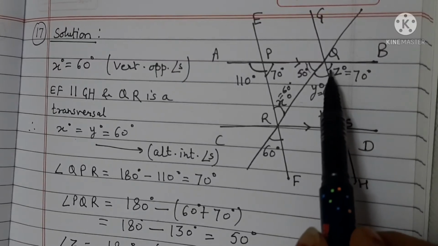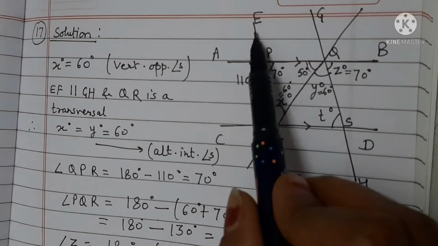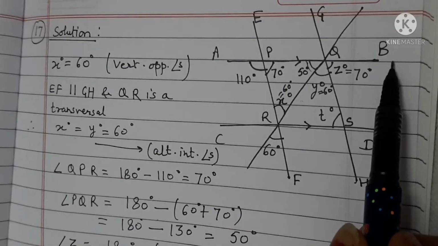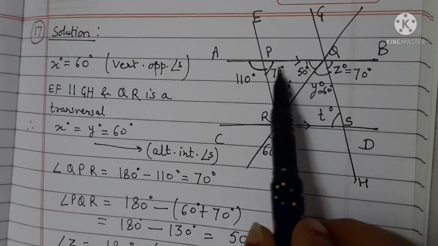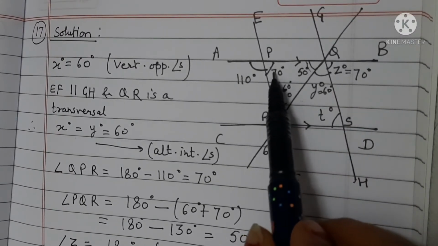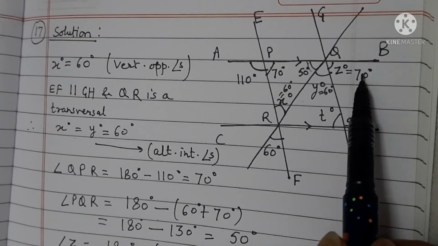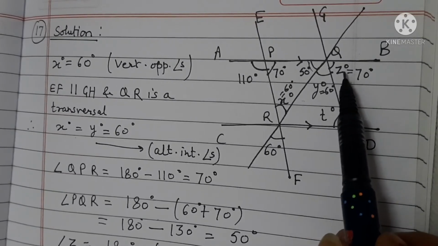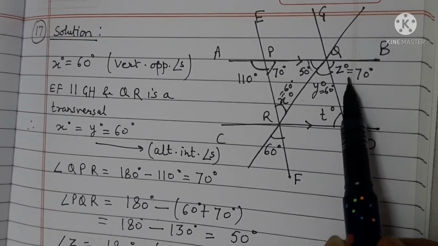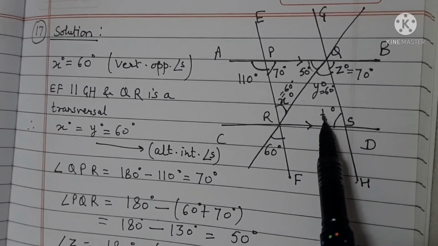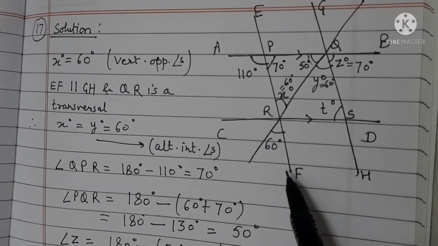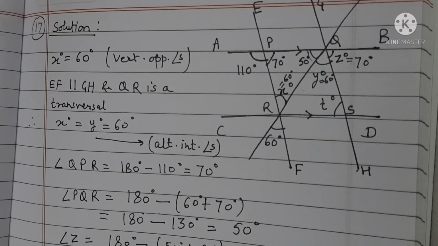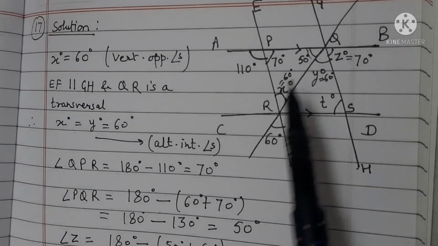Here you can find the Z directly because EF and GH are parallel lines and AB is a transversal and these two are corresponding angles. So if it is 70, then Z also will be 70. Directly you use the corresponding angles are equal and then use the alternate interior angles to find the angle T. Any one method you can use. It is not compulsory that you have to use this method.